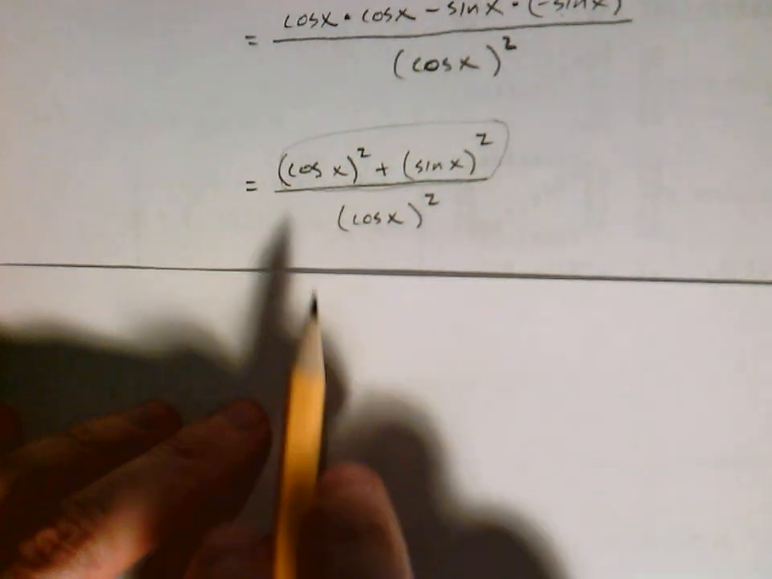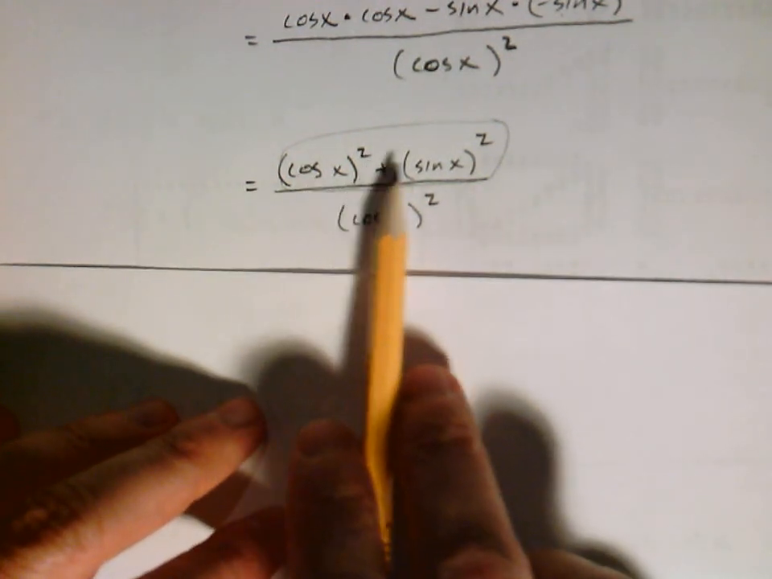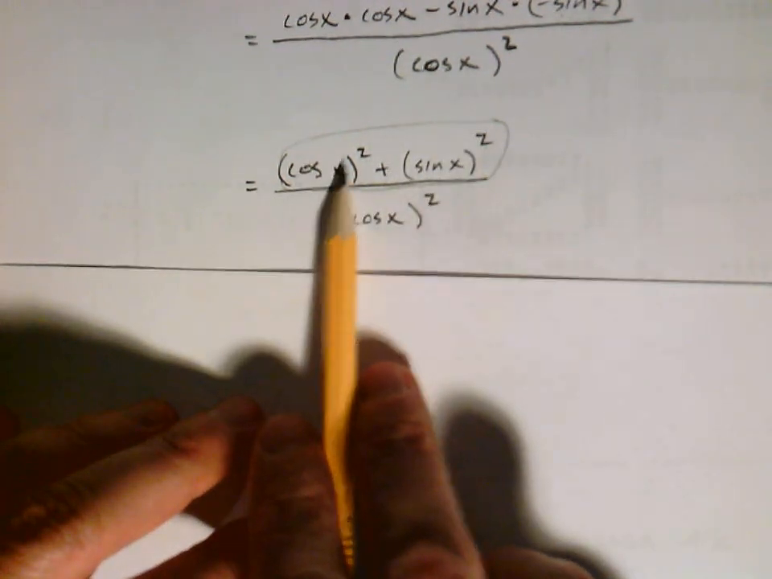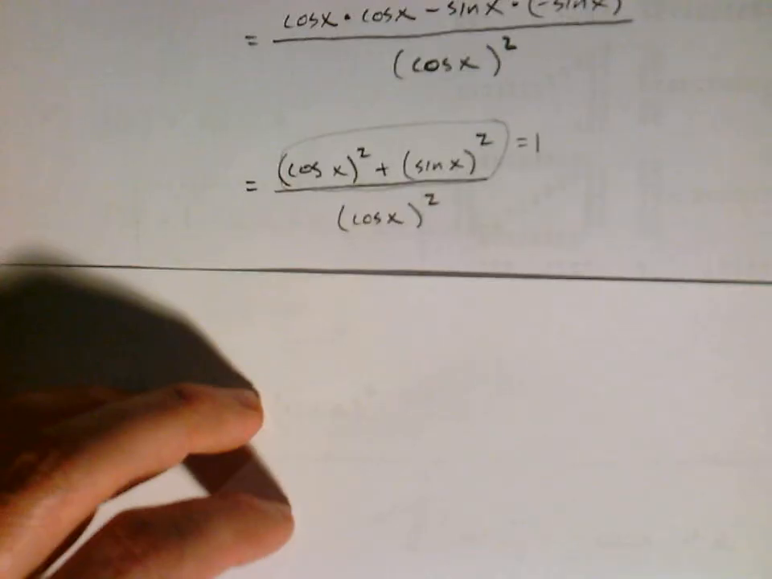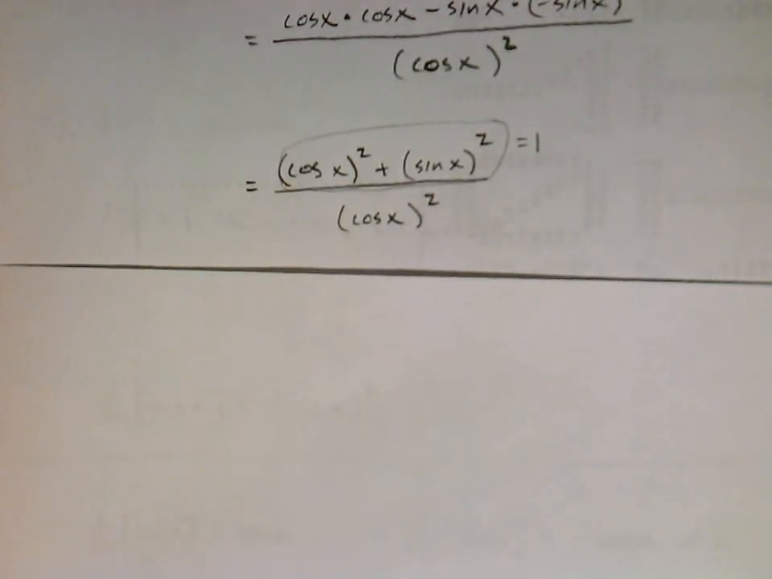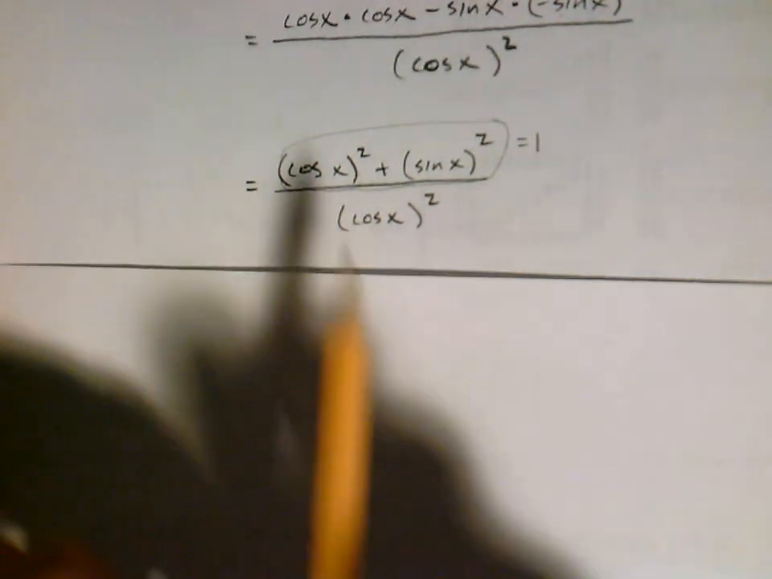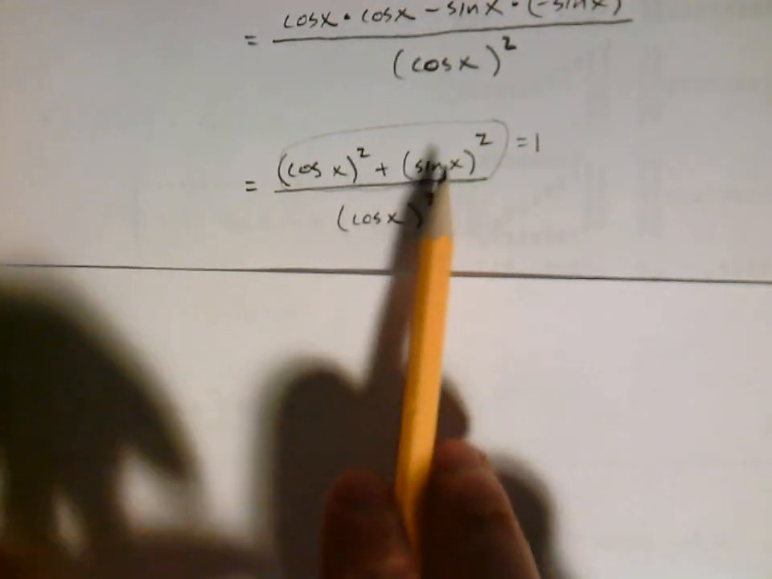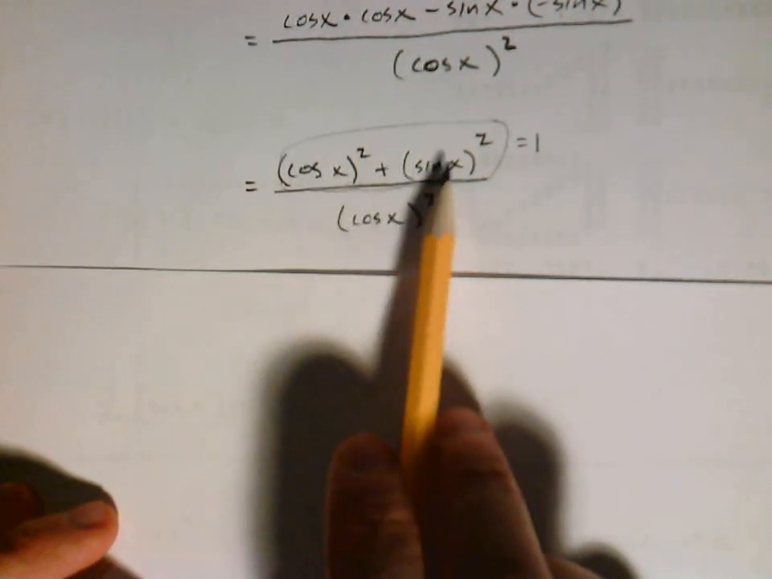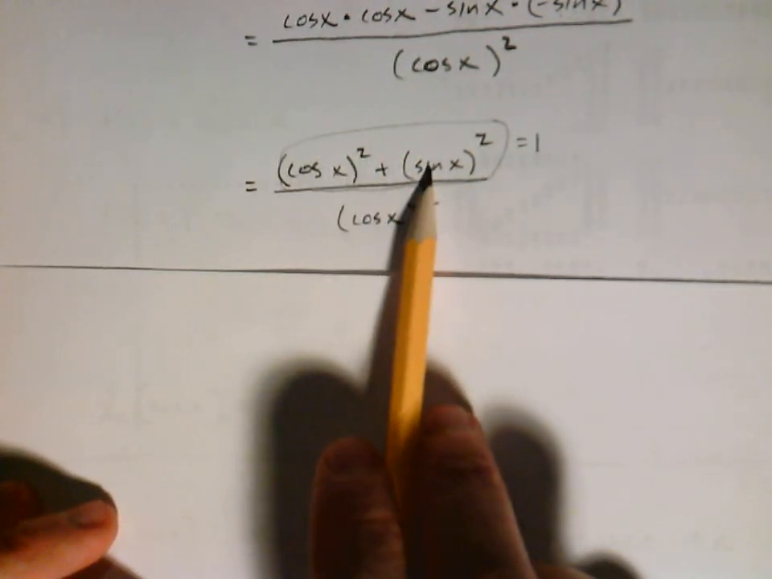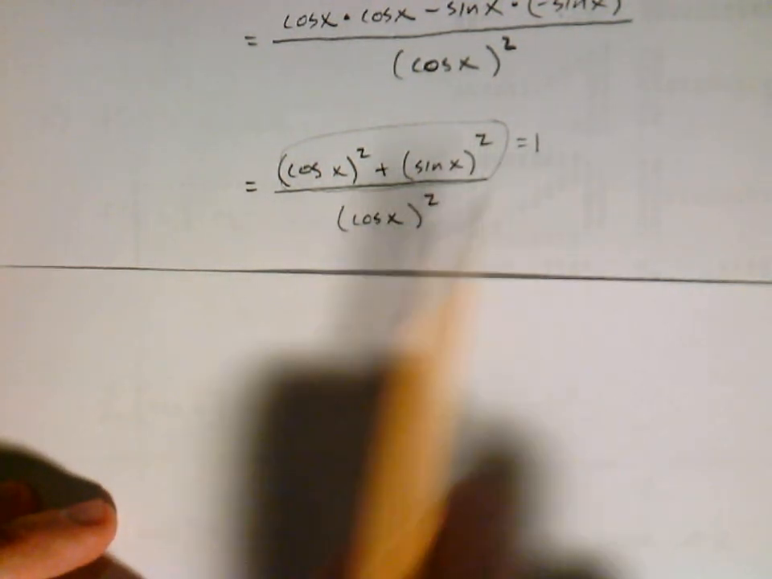It turns out this numerator, the cosine of x squared plus the sine of x squared, for any value of x, this always equals 1. If you don't believe me, try it out in a calculator. Put the same value of x, could be degrees, could be radians, doesn't matter. Put the same number in there, do cosine of that squared plus the sine of that squared, you'll always get 1.